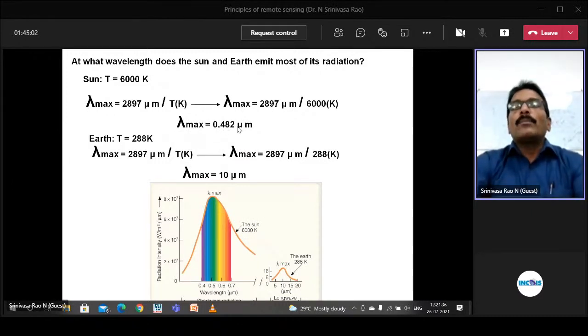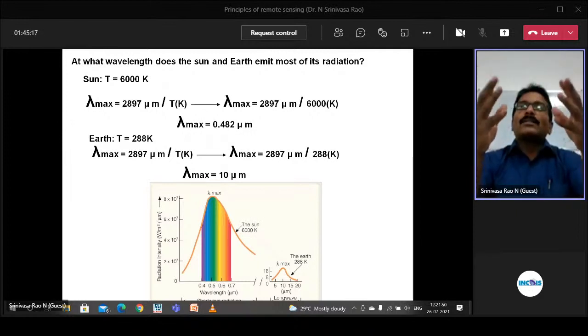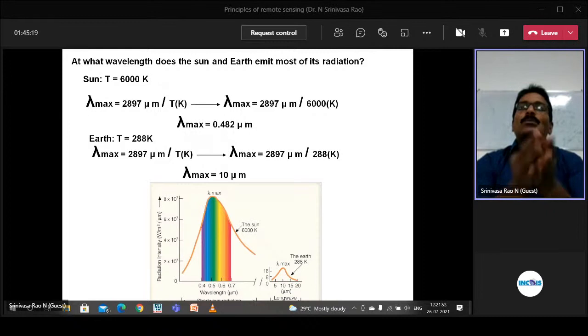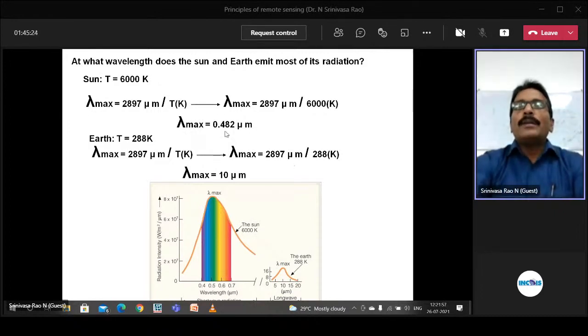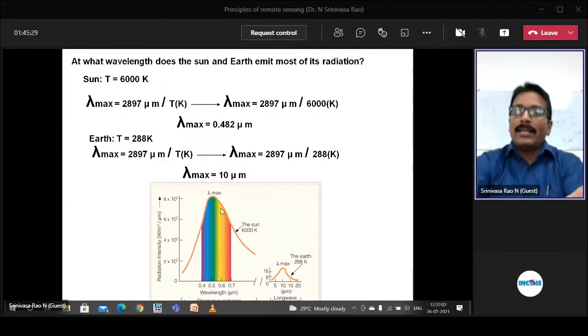So, 482 nanometers. That means from the sun, sunlight is coming with all wavelengths. But most of the radiation is either absorbed or scattered in the atmosphere. The maximum energy reaching the earth is at 482 nanometers; we are getting the maximum energy from the sun at that wavelength. The graph is like this. At 482 nanometers, maximum energy is reaching the ground.